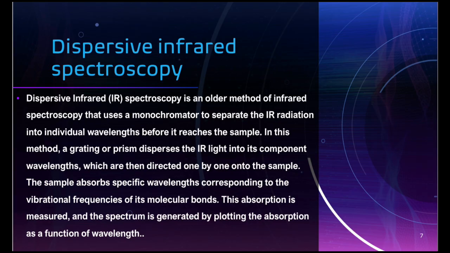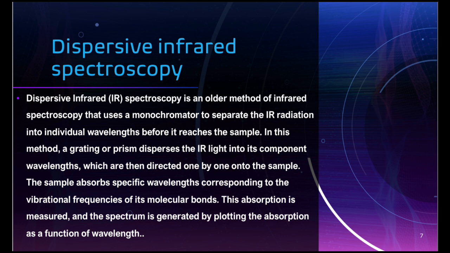Dispersive infrared (IR) spectroscopy is an older method of infrared spectroscopy that uses a monochromator to separate the IR radiation into individual wavelengths before it reaches the sample. In this method, a grating or prism disperses the IR light into its component wavelengths, which are then directed one by one onto the sample.